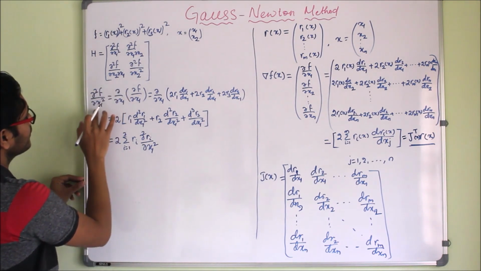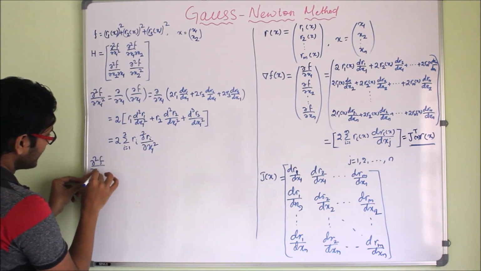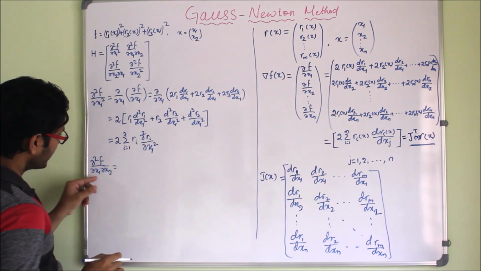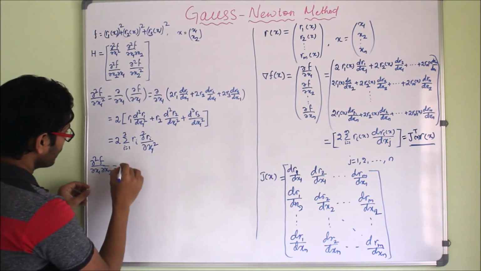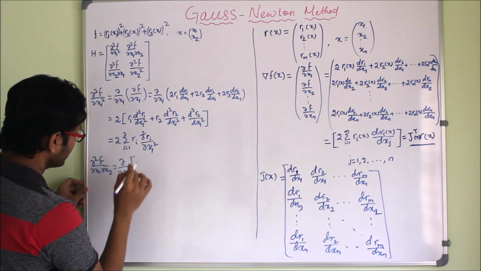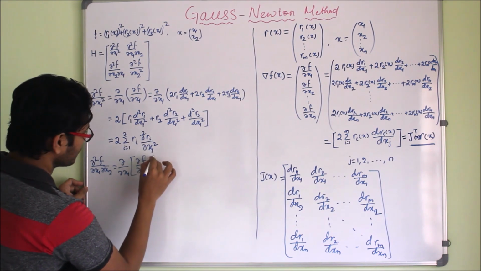Now what will be the different terms? Means del2 f/del x1 del x2. So del2 f/del x1 del x2 will be del/del x1, and inside it will be del f/del x2.